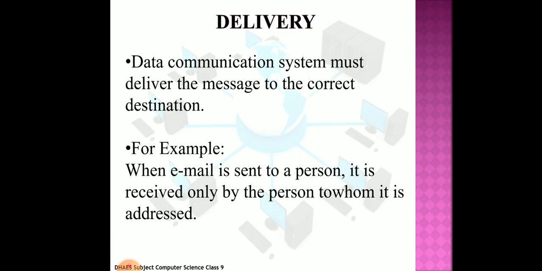Delivery. Data communication system must deliver the message to the correct destination. Message must be received by only the device or user to whom it is sent. For example, when email is sent to a person, it is received only by the person to whom it is addressed. This is managed by the protocol used in the data communication system.